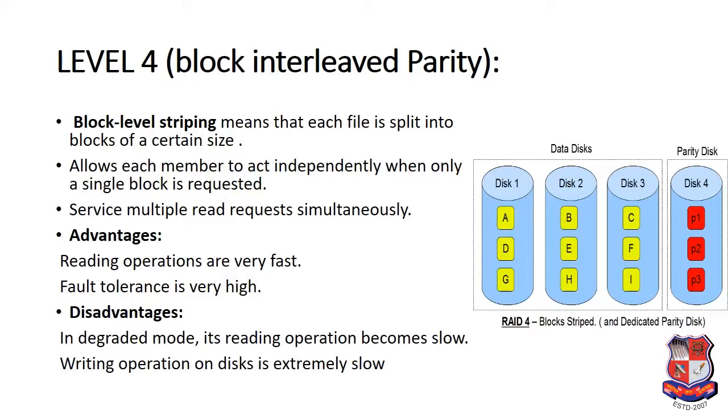You can see in this figure that there are disk 1, disk 2, disk 3 and another disk 4, just like level 3, that is known as the parity disk, and here are block striped. The advantage is reading operations are very fast and fault tolerance is very high. Disadvantage, in degraded mode its reading operation becomes slow. Writing operation on disk is extremely slow because blocks contain heavy data rather than bytes.